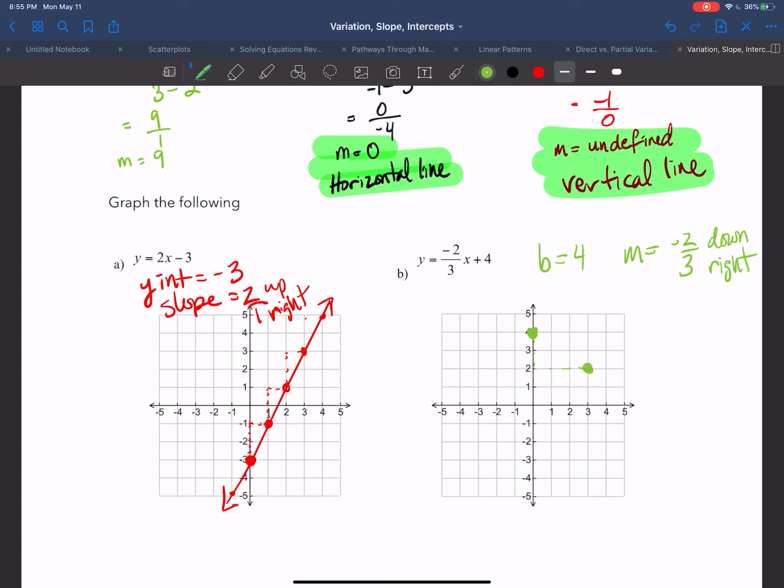Now I'm going to run out of space, but I'm just going to do it again just so you see. 2 down, 3 right, and I'd have a new point over here. So now you only need 2 points to make a line, but it's always helpful to get more. So there we go. We have our new line. Okay, so plot your y-intercept, and then use the slope to find more points. But you see that we used the slope, rise and run, to figure out what the other points were. Okay, so now that's slope taken care of.